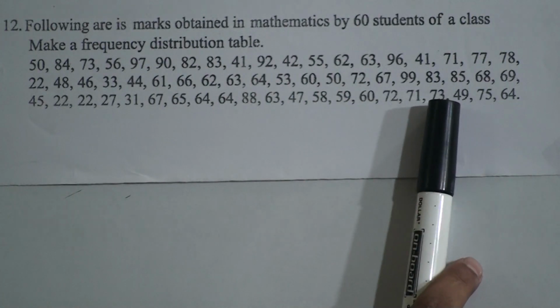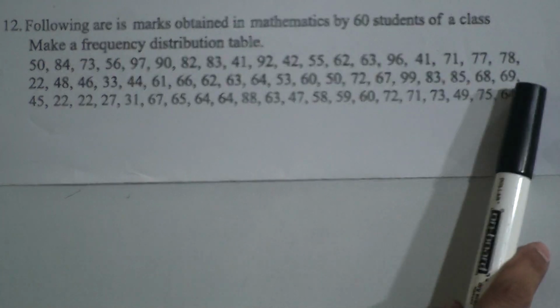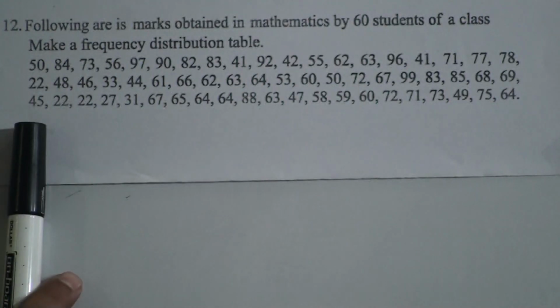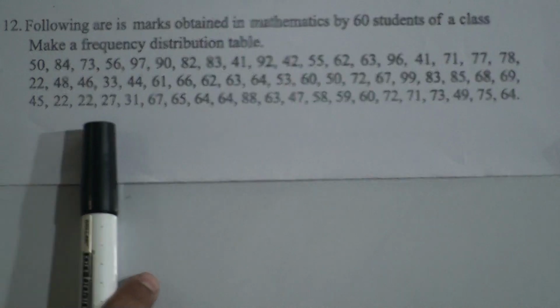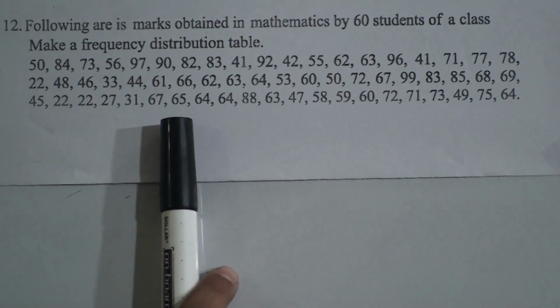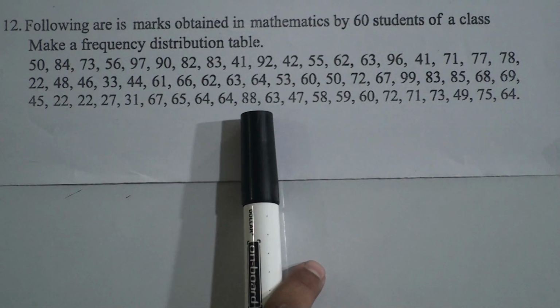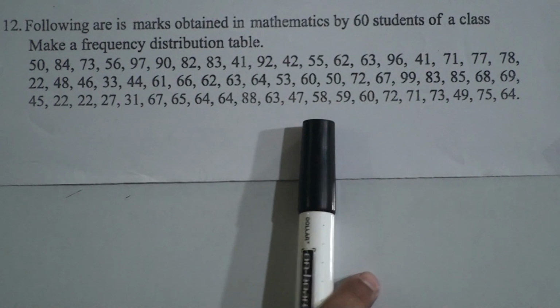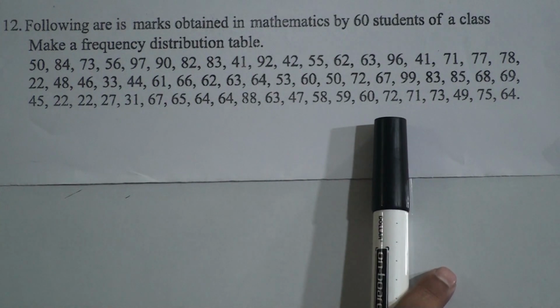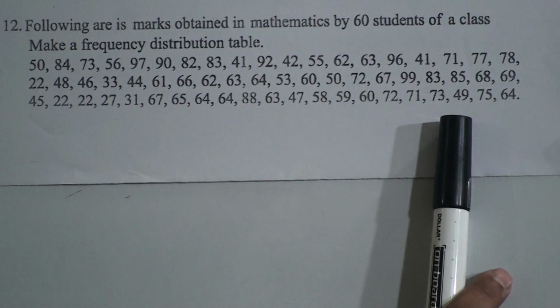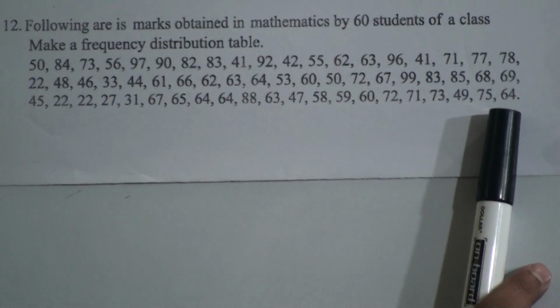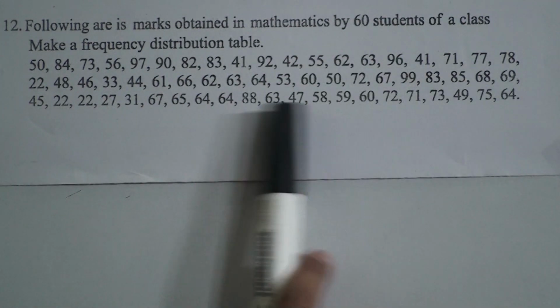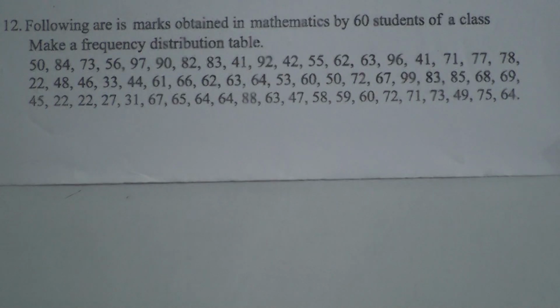See the rest numbers: 83, 85, 68, 69, 45, 22, 22, 27, 31, 67, 65, 64, 64, 88, 63, 47, 58, 59, 60, 72, 71, 73, 49, 75, 64. So we obtained the highest number, that is 99.